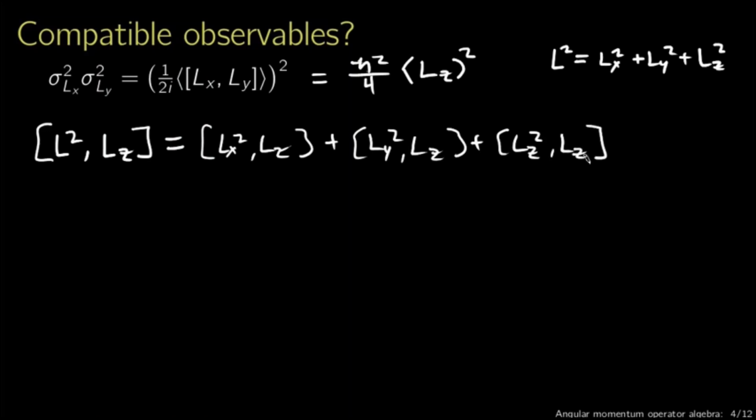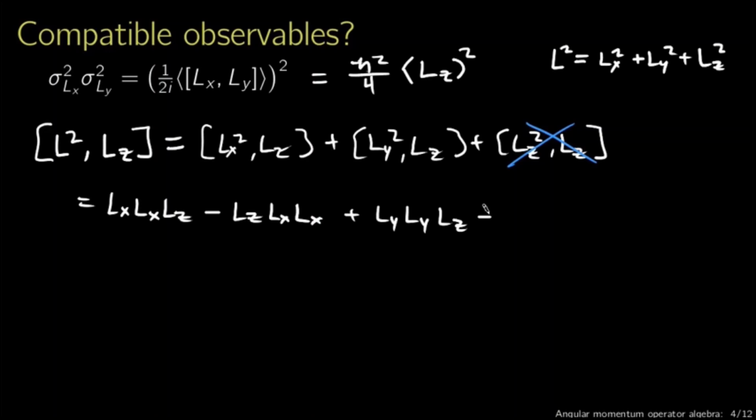Now the commutator of Lz squared with Lz is just going to be 0. This term drops out. This is going to be [Lz, Lz], Lz minus Lz, [Lz, Lz]. These two commutators we have to treat in a little more detail, so let's expand them out. This is going to be [Lx, Lx], Lz minus Lz, [Lx, Lx]. And this is going to be [Ly, Ly], Lz minus Lz, [Ly, Ly].